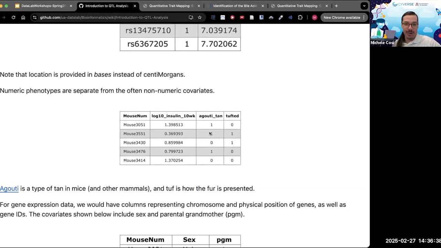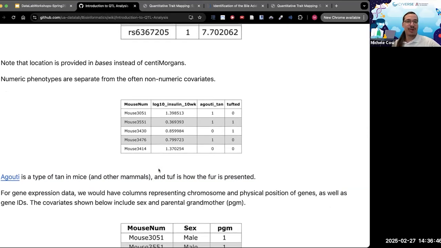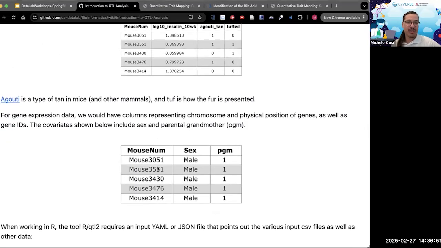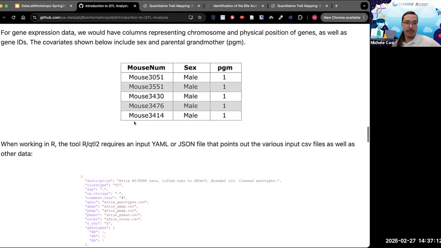So more importantly, what we're looking at here is the insulin levels. So it is important to also have a phenotypic CSV file. And once again, for gene expression data, we have columns representing chromosome and physical position of genes, as well as gene ID. The covariates shown below include sex and parental grandmother. So we are also able to follow through the lineage as well.